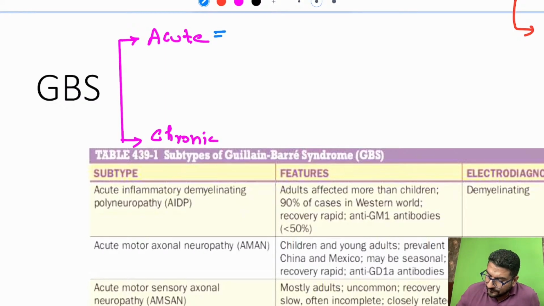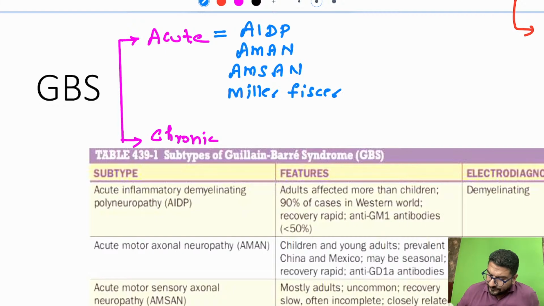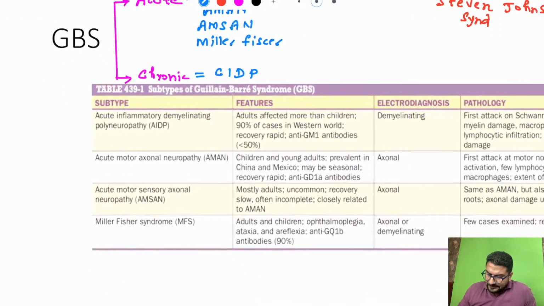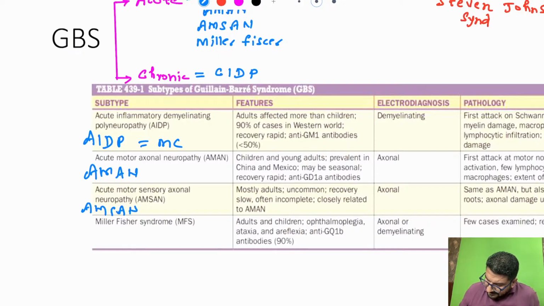So in acute we have a total of 4 conditions. Most common will be AIDP, acute inflammatory demyelinating polyneuropathy. Second will be AMAN, acute motor axonal neuropathy. Third will be AMSAN, acute motor sensory axonal neuropathy. And fourth is called Miller-Fisher syndrome. In chronic we have only one variant. That variant is called CIDP. अब इसको समझो. सो जो इधर यहाँ पर लिखा हुआ, दिस इज द टेबल. लाइक हियर वी कैन सी AIDP. दिस इज मोस्ट कॉमन acute type. Then we have AMAN. This is AMSAN. And we have Miller Fisher.